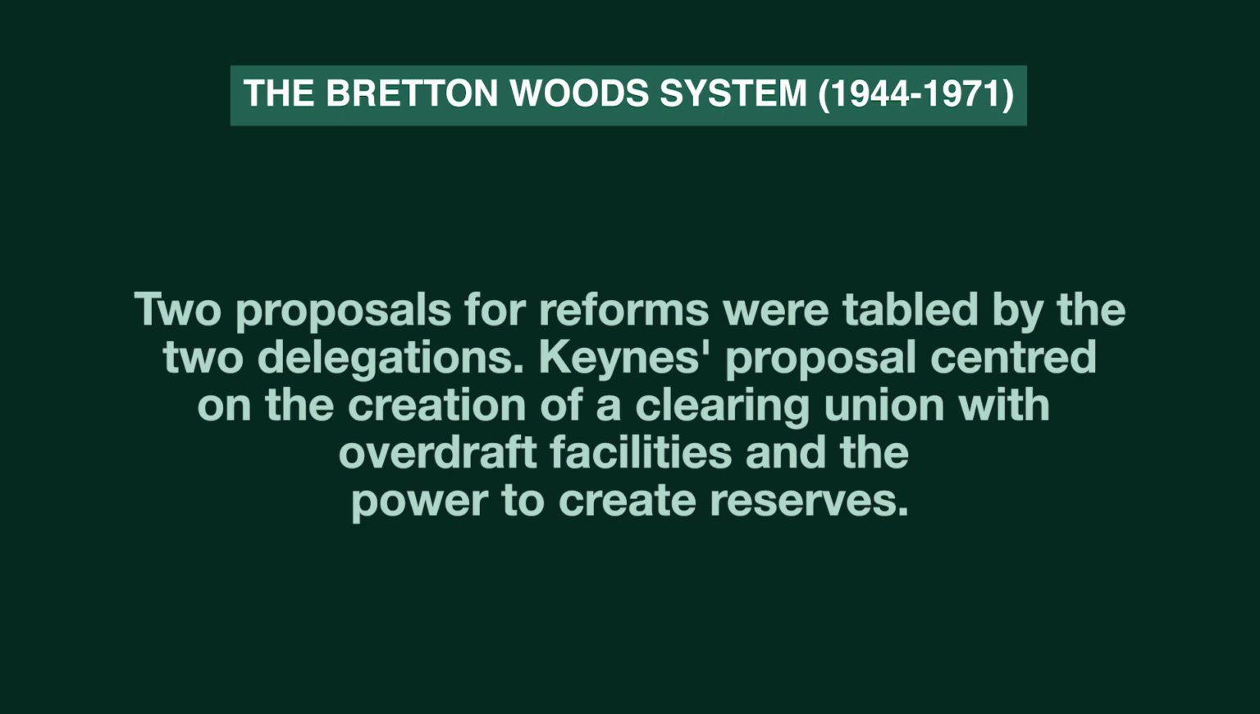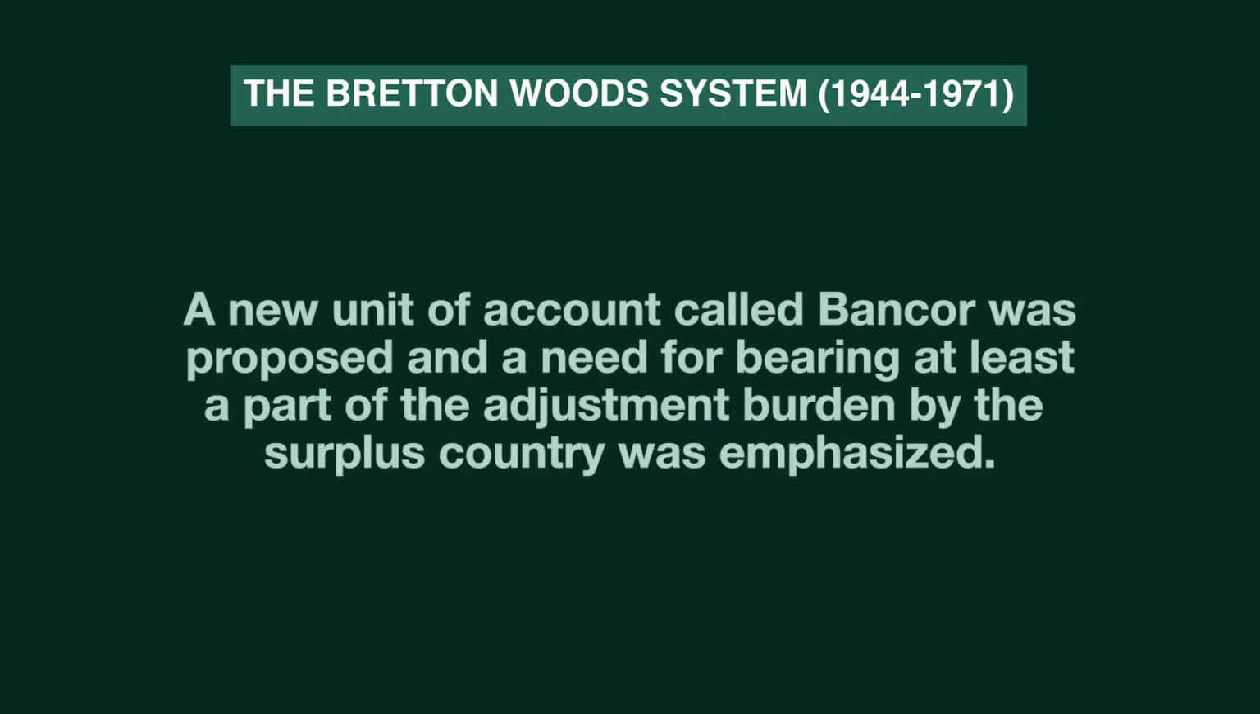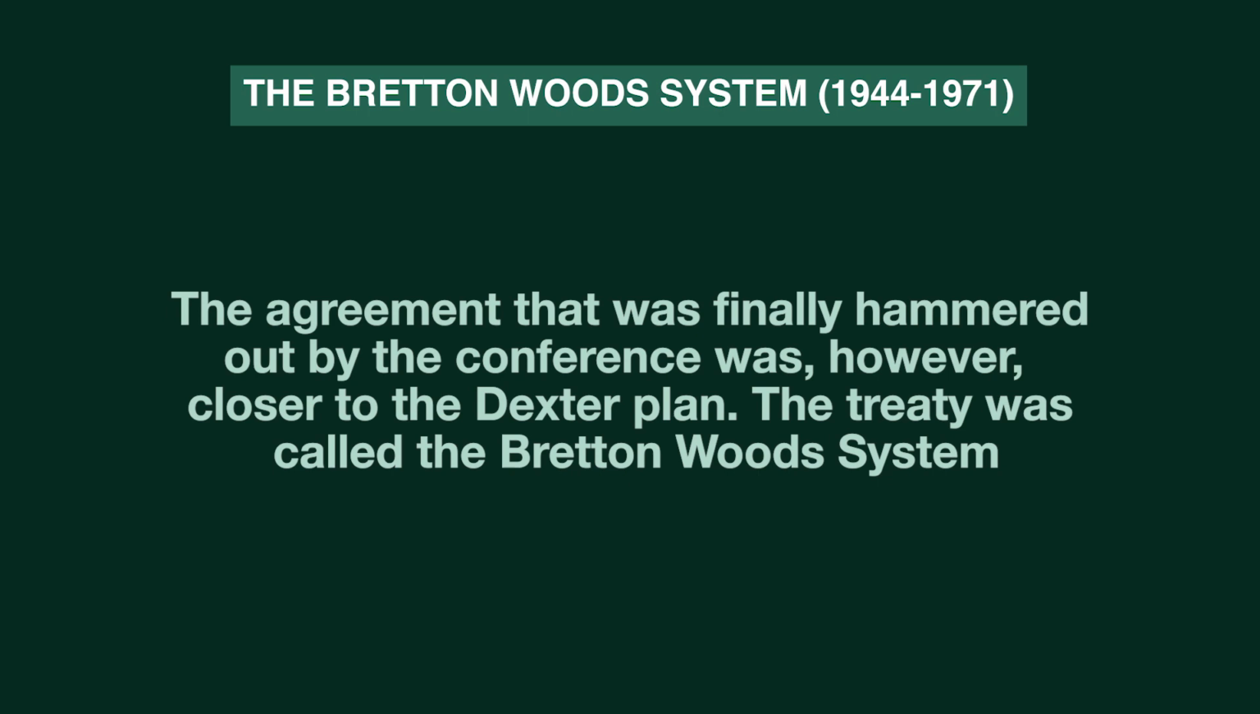Keynes's proposal centered on the creation of a clearing union with overdraft facilities and the power to create reserves. A new unit of account called bancor was proposed, and the need for bearing at least a part of the adjustment burden by the surplus country was emphasized. The agreement that was finally hammered out by the conference was, however, the Dexter Plan. The treaty was called the Bretton Woods system.